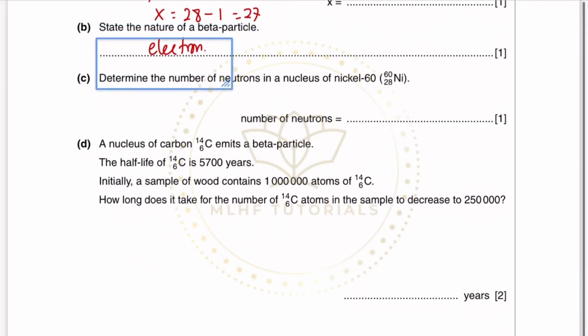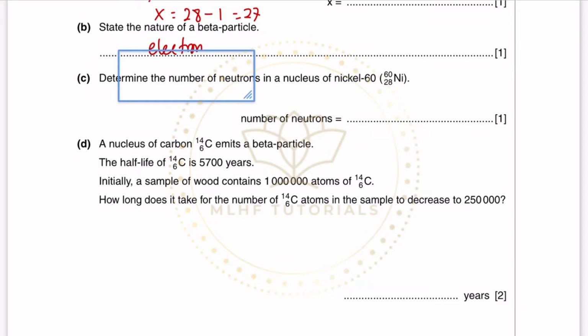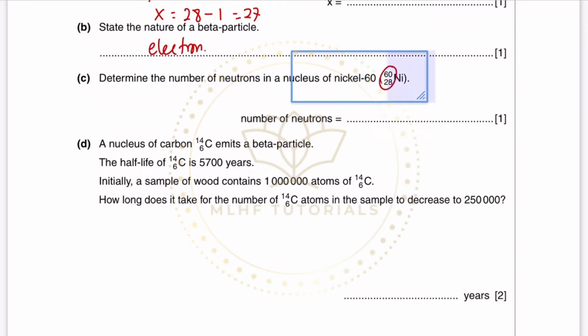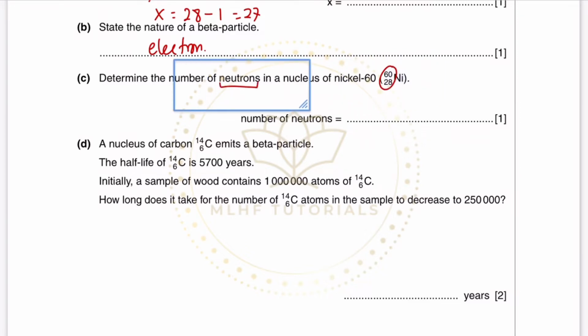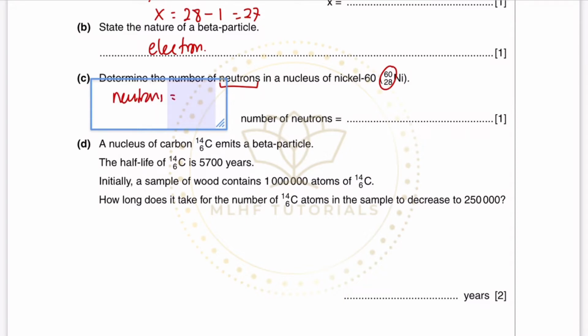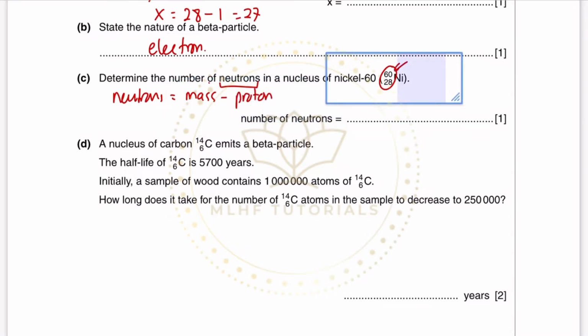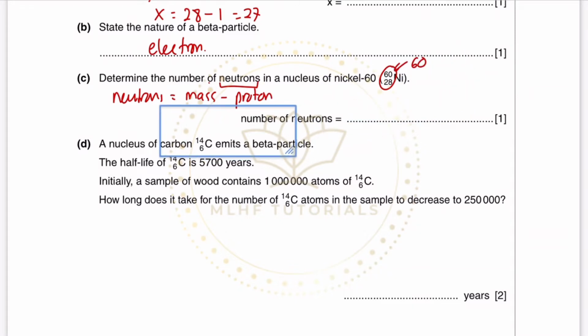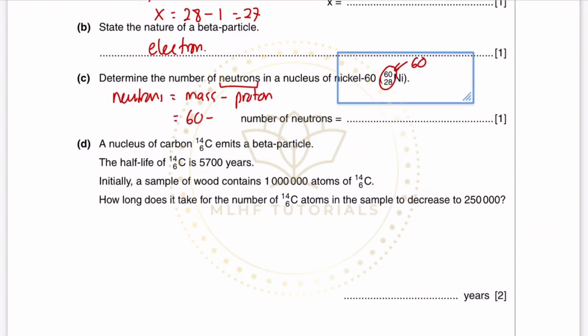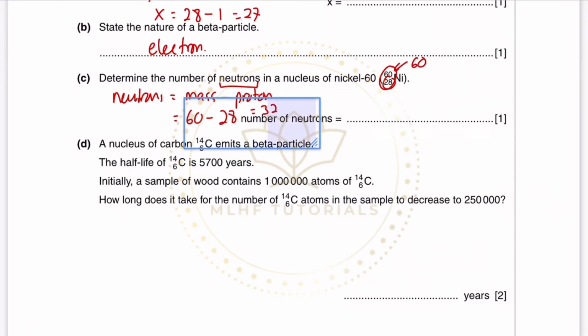Okay, next. Determine the number of neutrons in the nucleus of nickel 60. We are asked to determine the number of neutrons. So we know that neutrons is equal to mass minus proton. We know that the mass is 60 for this nickel, and we know that the proton number of this nickel is 28, which gives you 32. So the number of neutrons is 32.